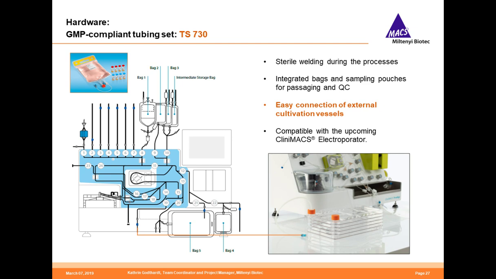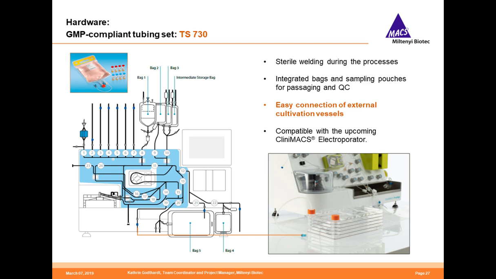So coming now to the tubing set, the closed tubing set, which is used for this cultivation process. It's a GMP-compliant tubing set where you have sterile welding possibilities, as I already said. So you can connect the cell culture media, of course, and everything else which is also necessary. So the enzymatic digestion solution, the enzymatic stopping solution, the integrated bags and sample pouches, as you can see in the middle of the picture, where you can take the QC samples during the different passages, and you have the easy connection of the external culture vessel here on the lower level of the tubing set at valve 19.